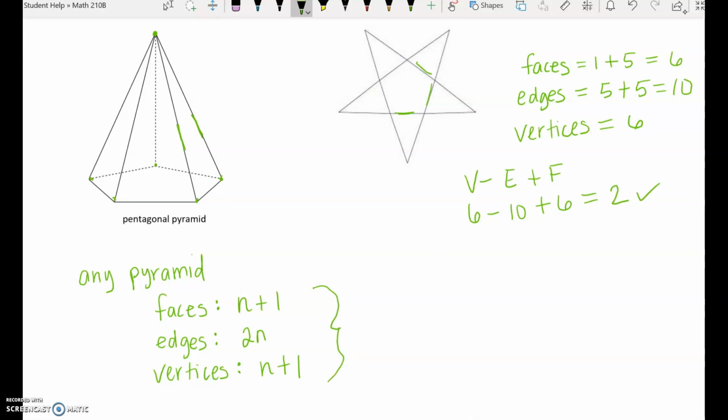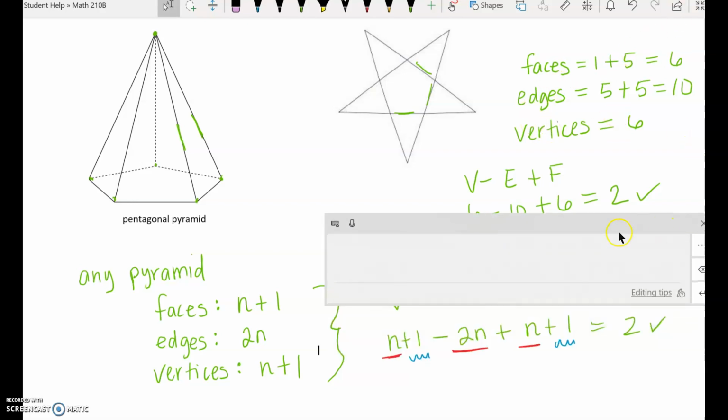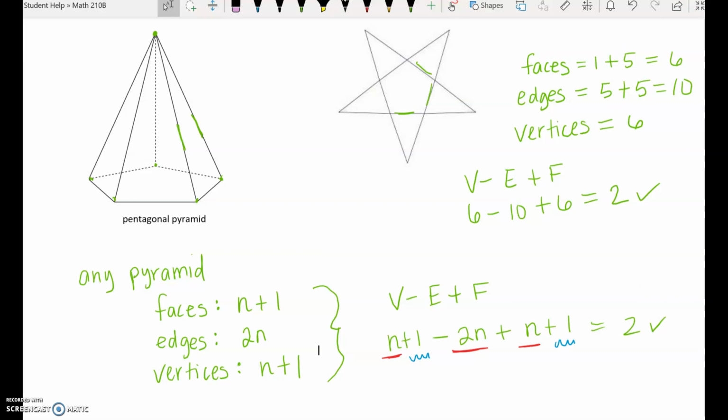So let's see if we can put these together to verify the formula. We have n plus 1 for the vertices, minus 2n, plus n plus 1. So let's look at the n terms. Those total up to be 0. And then if I look at the constants, that ends up giving me the 2. So that shows that it's true there as well. All right, let me just check time real fast. I think I have time to do one more example.